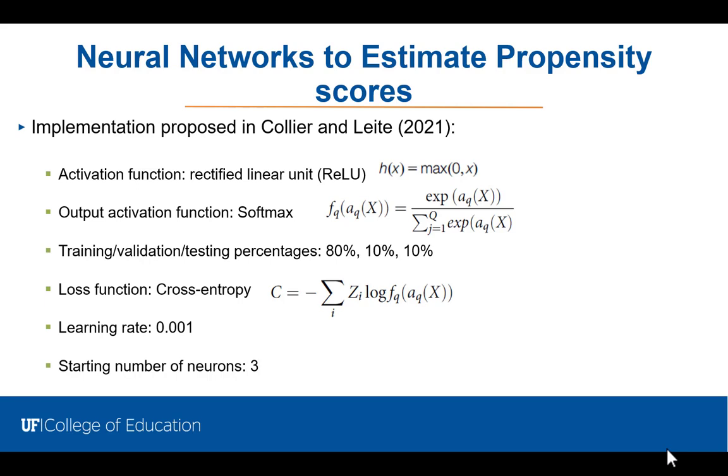For training and for the data split, they used 80% for training, 10% for validation, and 10% for testing. For the loss function, they used cross entropy, and a learning rate of 0.001, starting with 3 neurons.